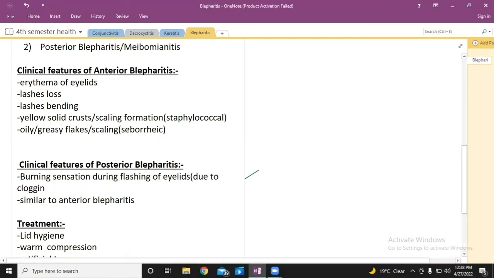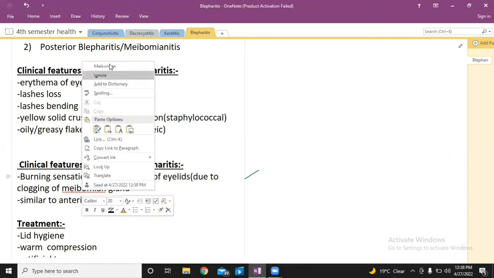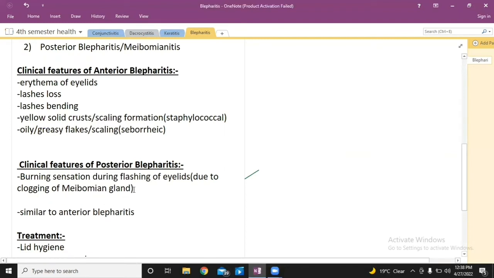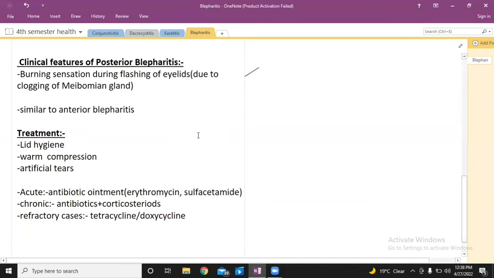This is due to clogging of the meibomian gland. Clogging of the meibomian gland means less oily secretion and more friction. Other symptoms are lash loss, lash bending, erythema and crust formation, and everything will be the same as in anterior blepharitis. So there is nothing much in the clinical features apart from this.